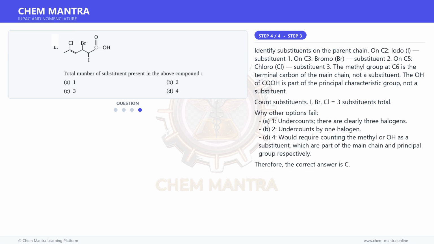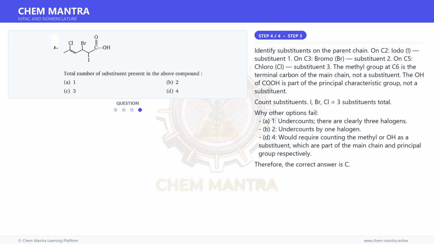And for the final step, identify substituents on the parent chain. On C2, iodo, I, substituent 1. On C3, bromo, Br, substituent 2. On C5, chloro, Cl, substituent 3. The methyl group at C6 is the terminal carbon of the main chain, not a substituent. The O of CHO is part of the principal characteristic group, not a substituent. Count substituents. I, Br, Cl equals 3 substituents total.